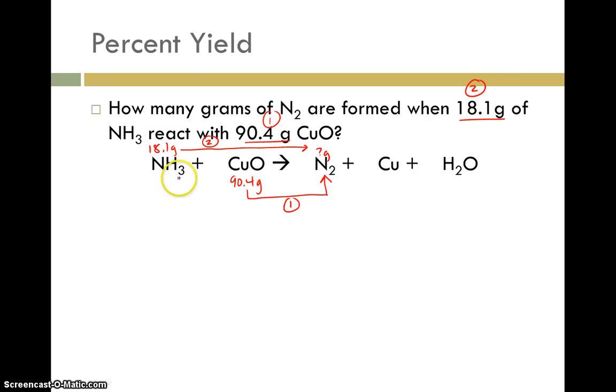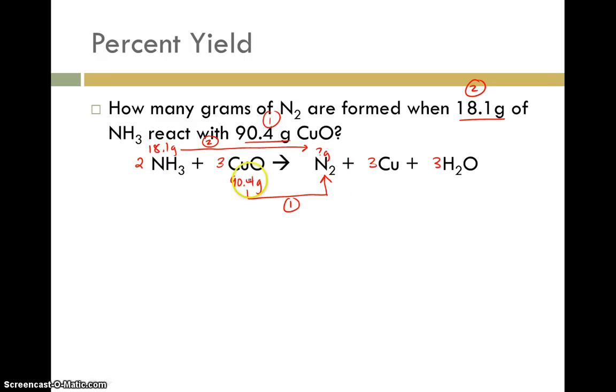I have an odd number of H's here and an even number of H's here, so the first thing I'm going to do is, by making that odd number even, put a 2 in front. That now gives me 6 H's here, so I'm going to put a 3 in front of this to make it 6. So now my H's are balanced. I now have 3 O's, so I'm going to put a 3 in front of here, so that makes my O's happy. I now have 3 Cu's, so I'm going to put a 3 in front of here. That makes my Cu's happy, and I have 2 N's here and 2 N's here, so I'm balanced.